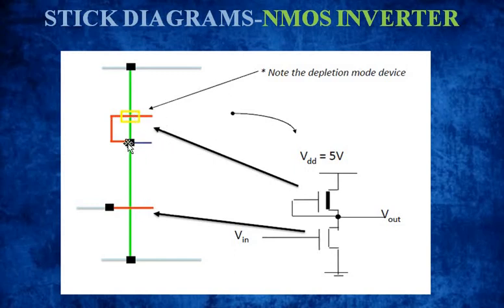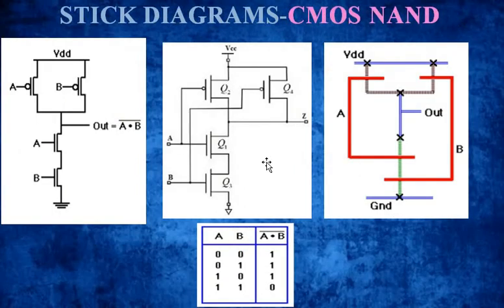From here you will be getting the output, and from here you will be getting the input. As it is an NMOS inverter, I have done completely N diffusion. This is how you figure out how the stick diagram will be used. I have given the example here. This is an assignment for you.